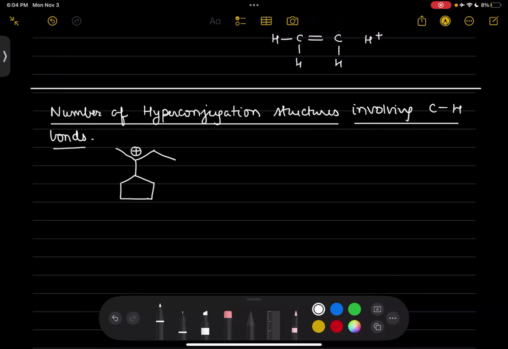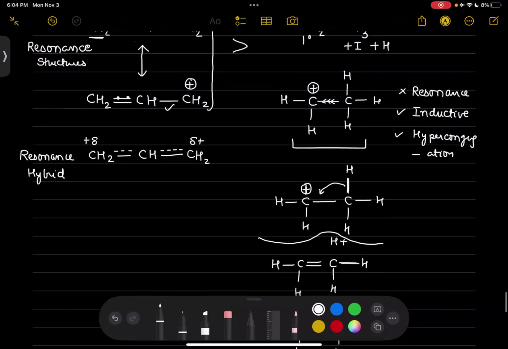This is a carbocation, just like this cation, and the adjacent CH bonds will participate in hyperconjugation. So that you can tell me.